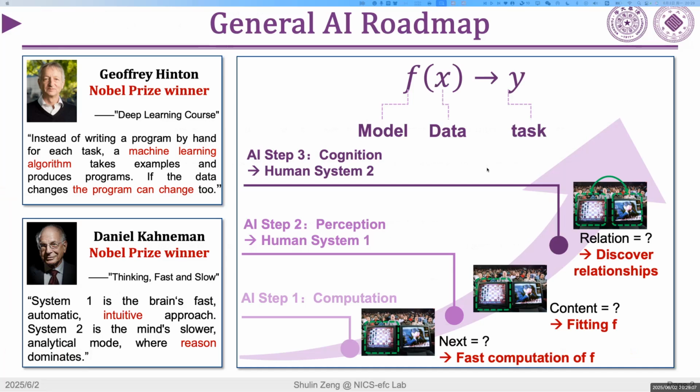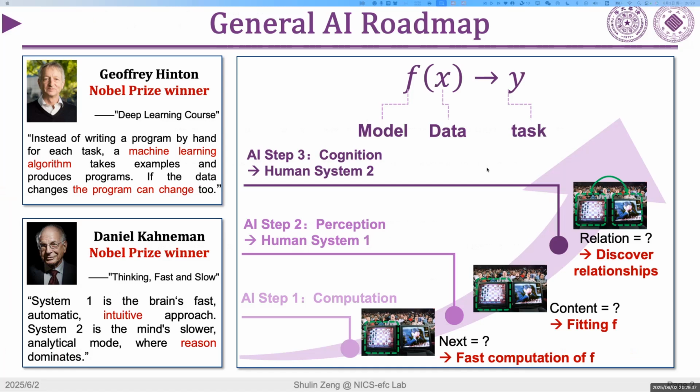Artificial intelligence aims at solving a specific task using algorithm models and input data. So we can express AI as a mathematical model of y equals f(x). The development of AI has gone through 3 steps. The first step is the computation-based AI. At this step, we perform f(x) based on human-defined rules.